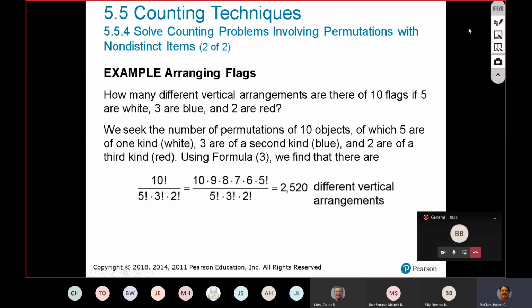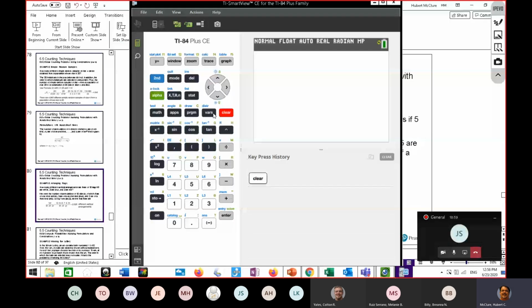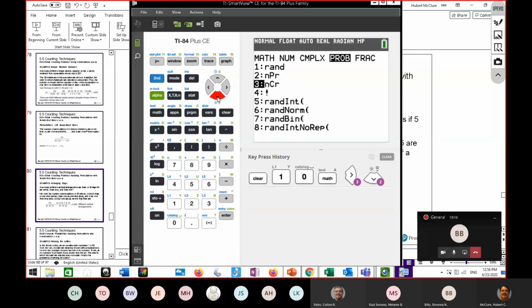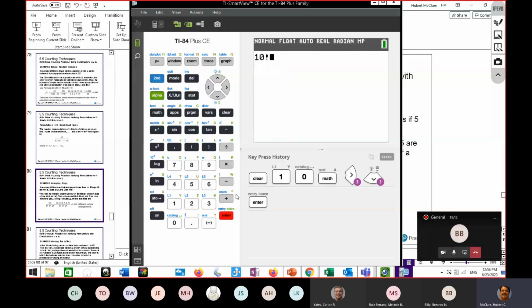So let me go to my handy dandy calculator. And let me go to 10 factorial, and that's in the numerator. So I'm going to go 10, math, probability, move over to probability, and go down to 4. That's going to be a BA number.